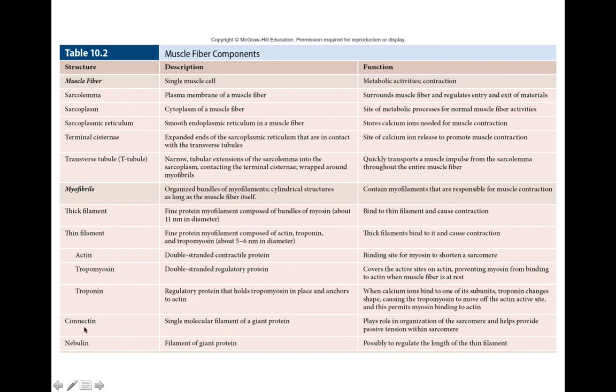We also have another protein here called connectin, you guys. It's basically a big filament of giant protein, and it helps provide passive tension within your muscle. And then nebulin, which is also a big giant protein, it also helps regulate the length of the thin filaments. So there's other proteins here involved.